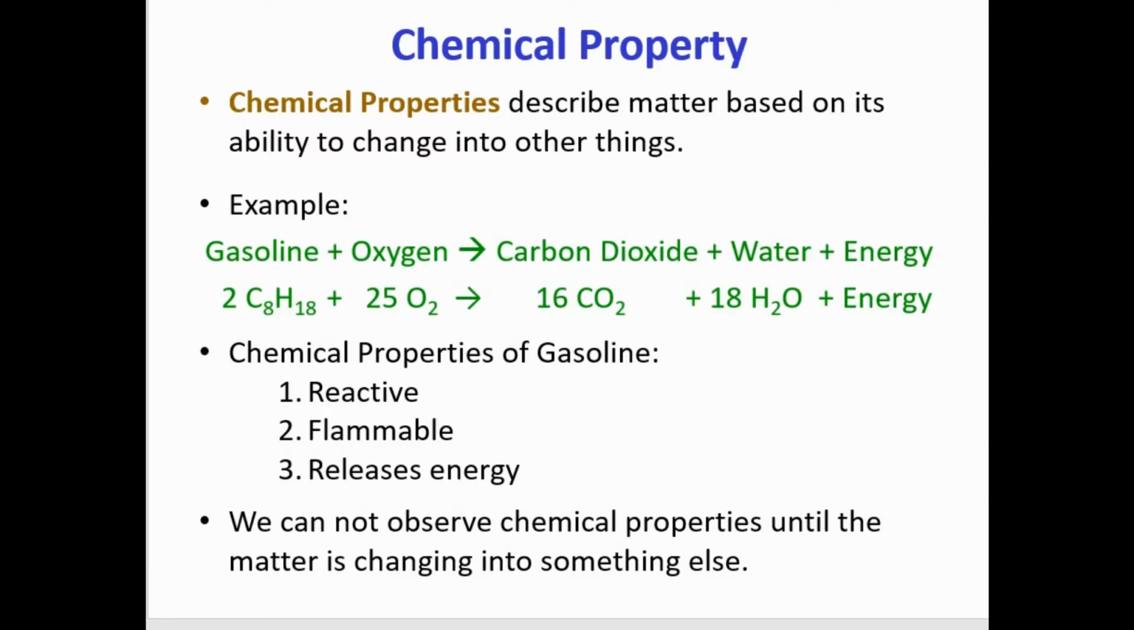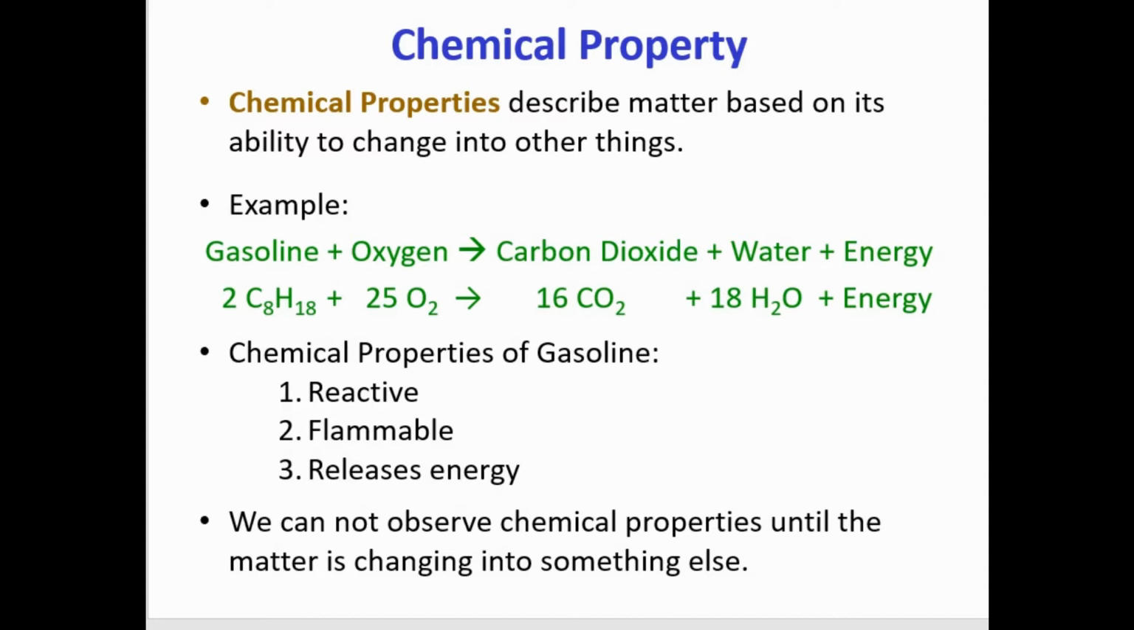When we describe the chemical properties of gasoline, we can say that it is reactive. It has the ability to react with other compounds and elements. It's flammable, which means you can start it on fire. And it releases a lot of energy. One of the products of burning gas is lots of energy.